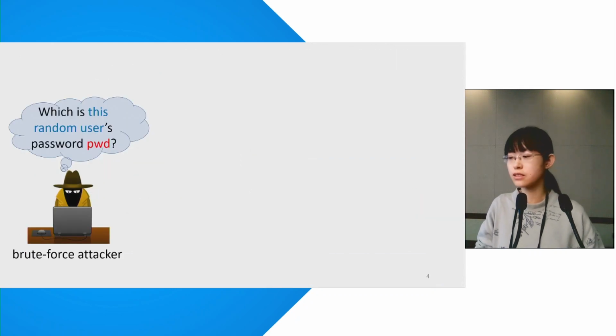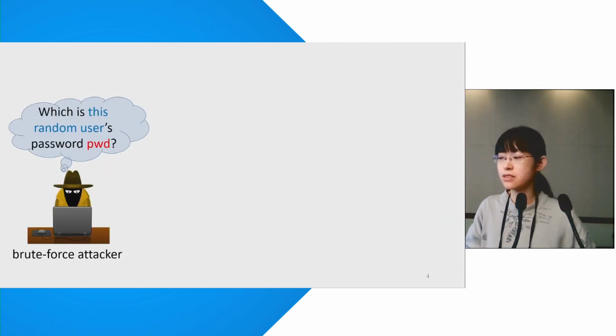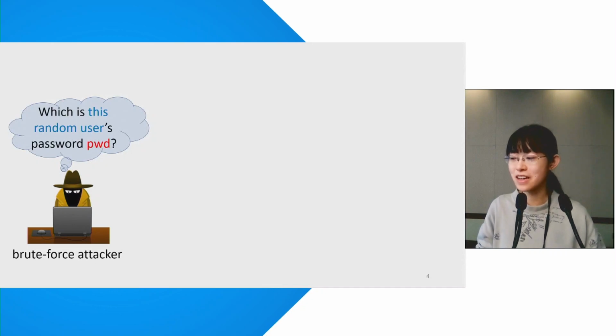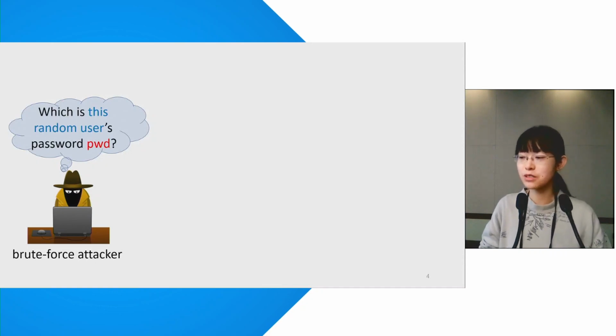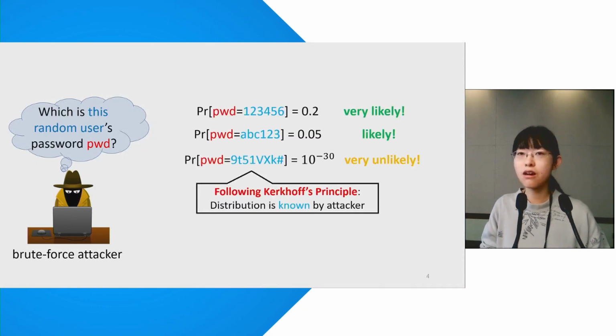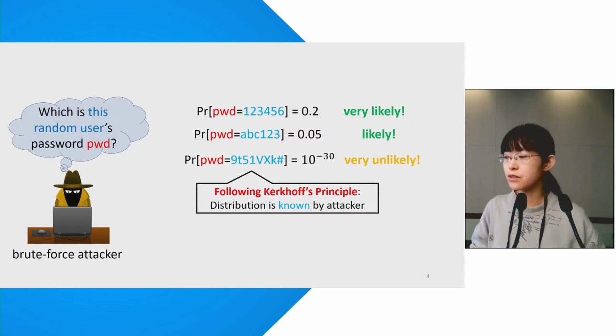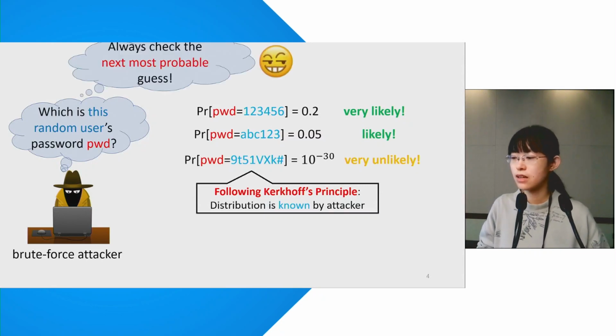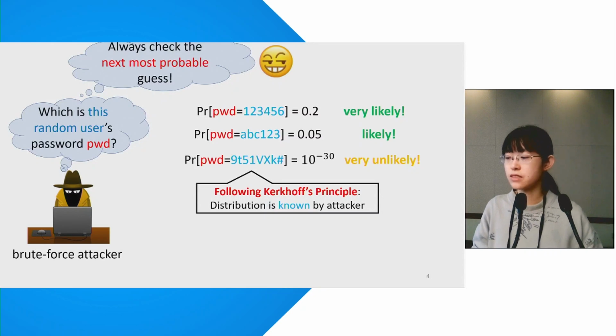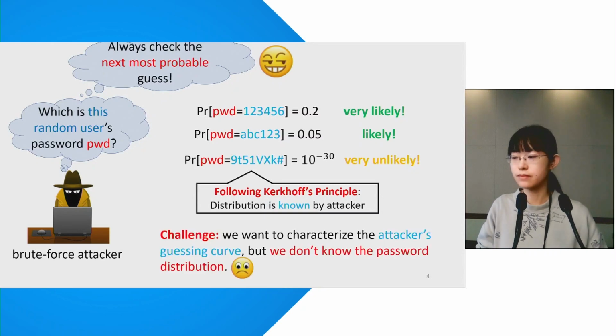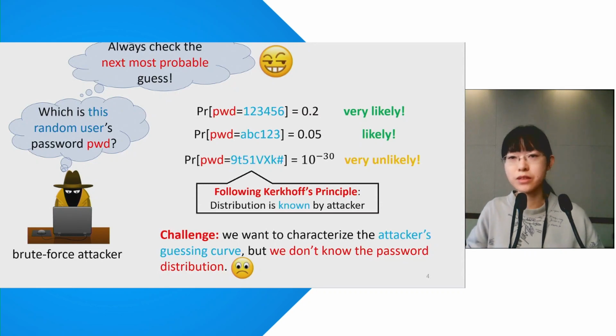To answer these questions, a common way is to consider an attacker who wants to guess a random user's password. Following Kirchhoff's principle, we assume the attacker knows the password distribution. Then the best strategy of this attacker is to always check the next most probable guess. The key challenge of characterizing this attacker's guessing curve is, as defenders, we don't know the distribution.